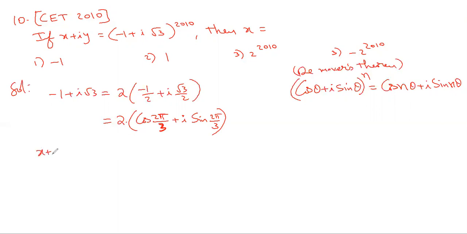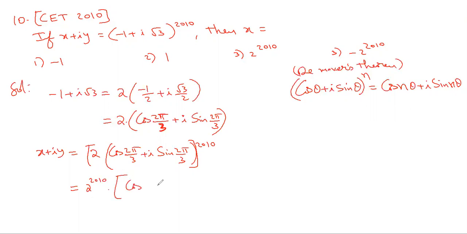So x plus iy equals this, -1 plus root 3 i, which is 2 times cos 2 pi by 3 plus i sine 2 pi by 3, the whole power 2010. Then you can write this as 2 power 2010 into cos 4020 pi by 3 plus i sine 4020 pi by 3.